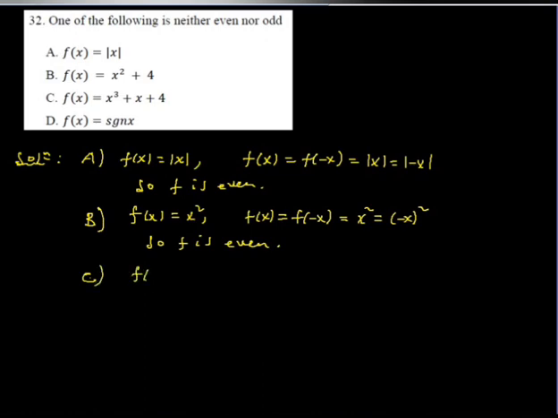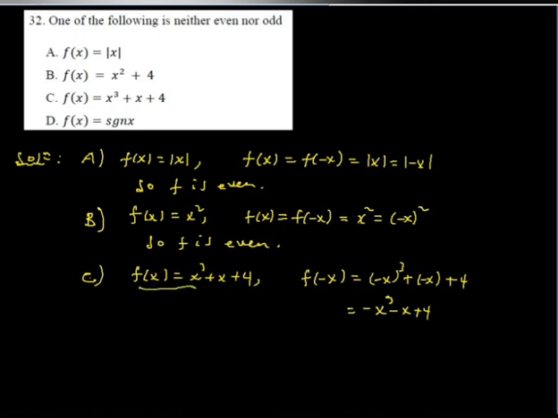In C we have f of x equals x cubed plus x plus 4. Okay, let's check what f of minus x means. F of minus x means minus x cubed plus minus x plus 4, which is the same as minus x cubed minus x plus 4. So f of x and f of minus x are different. F is not even. Let's check whether it is odd or not.